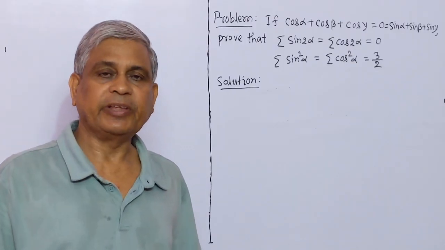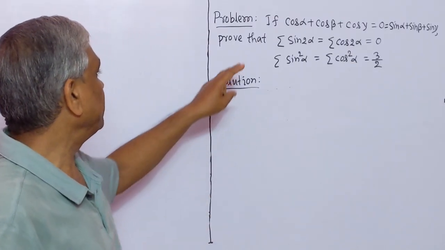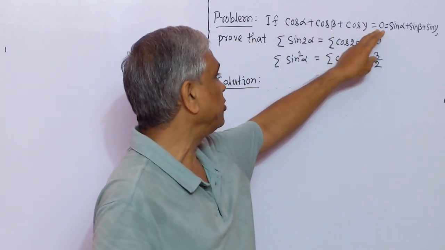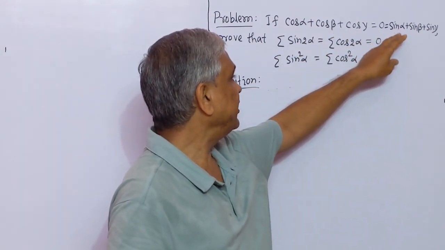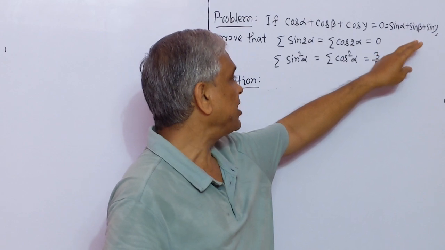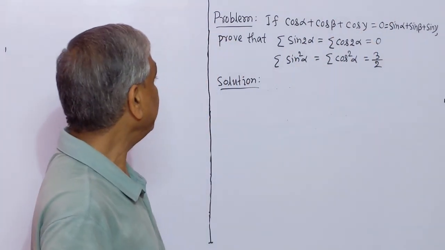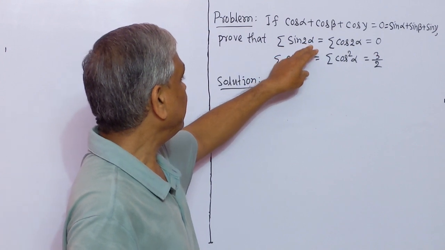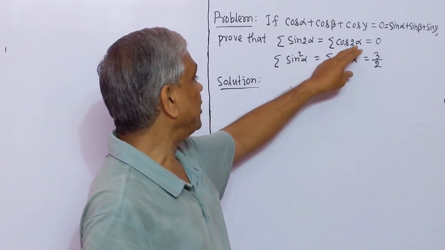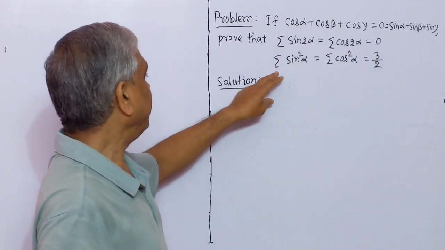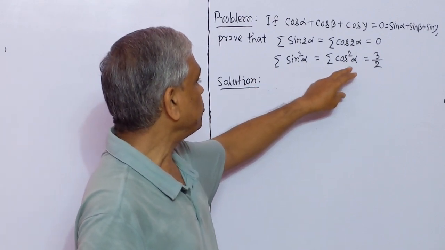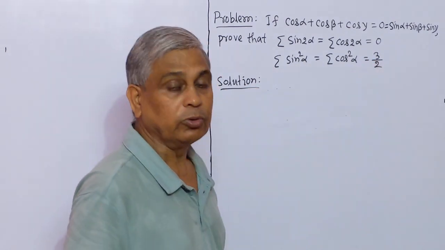Now we solve the next problem. Next problem is: if cos alpha plus cos beta plus cos gamma equal to 0 equal to sin alpha plus sin beta plus sin gamma, then prove that sigma sin 2 alpha equal to sigma cos 2 alpha equal to 0 and sigma sin square alpha equal to sigma cos square alpha equal to 3 by 2.